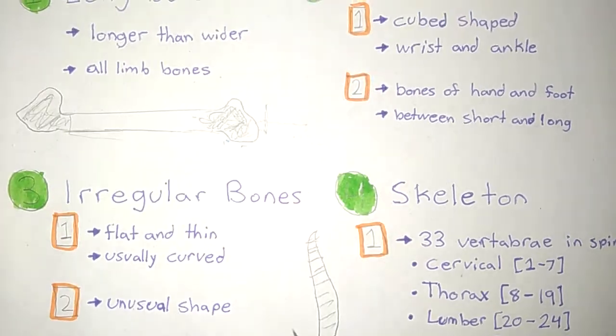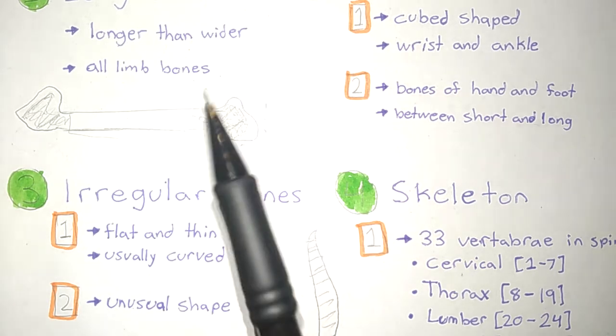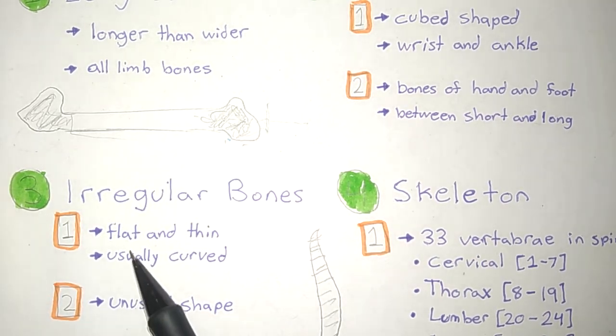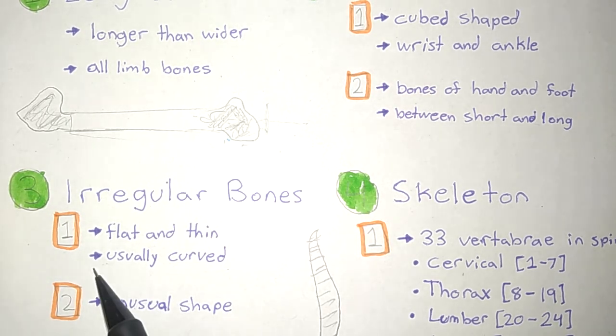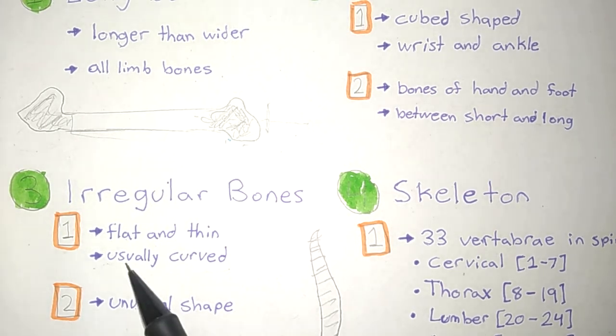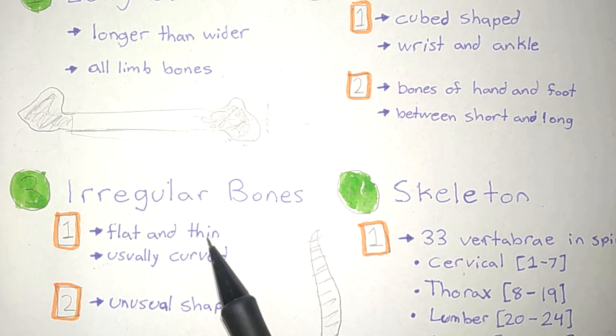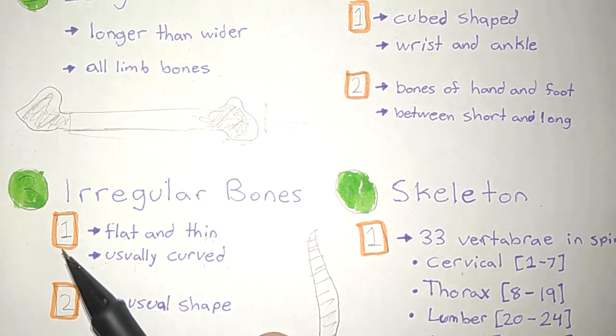Then we have the irregular bones. Irregular bones are not of the previous two categories, in that they are flat and thin and usually curved. We're going to see the reason why usually curved plays a role here, mainly because flat and thin bones are used for protection instead of being load transfers. And because they're flat and thin, the only way they can really absorb a lot of force is if they are curved, due to the geometry of the shape. And that's the first class of irregular bones.